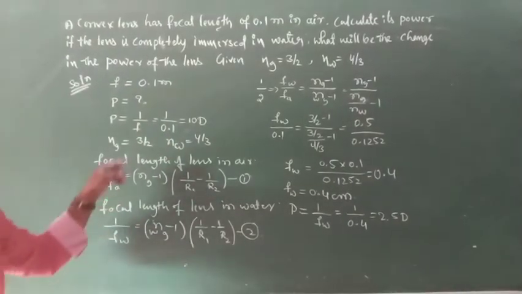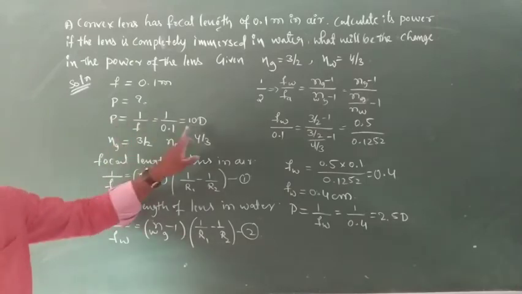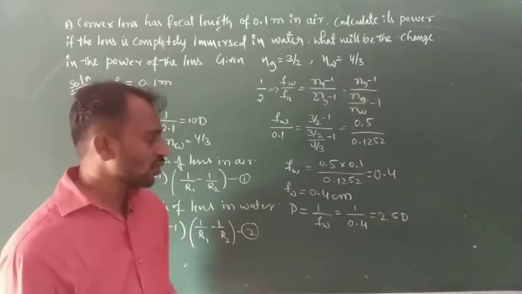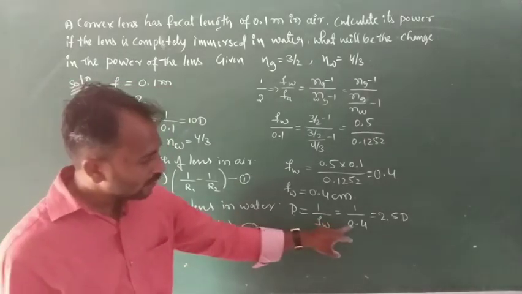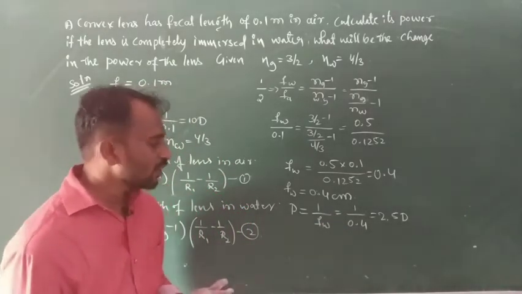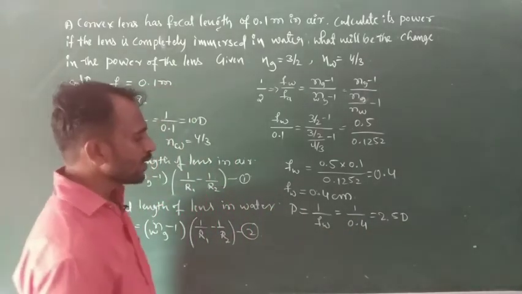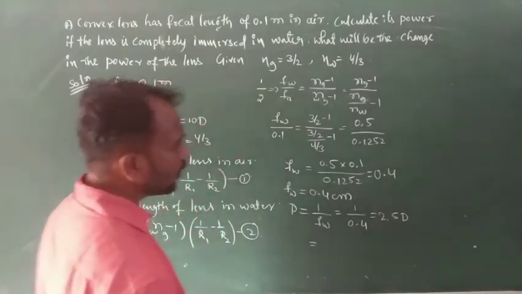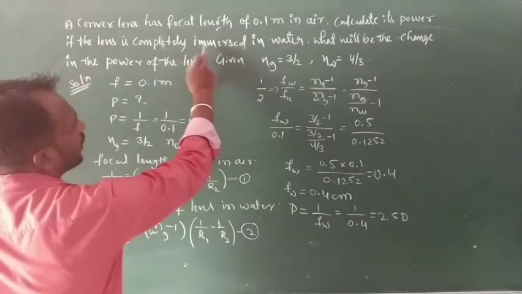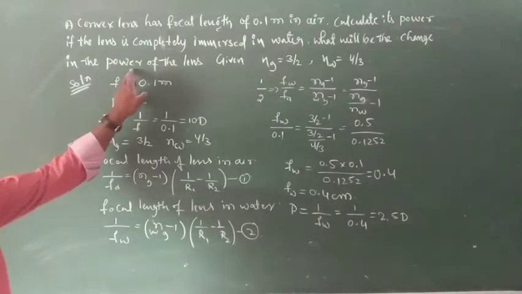So initially when the lens is present in air, its diopter value, meaning the power of the lens, is 10 diopter. When it is placed in water, completely immersed in water, then what happens? The focal length value changes. When the focal length value changes, the power of the lens also changes. For this reason the power of the lens is 2.5 D. So here, what will be the change in the power of the lens, completely immersed in water?